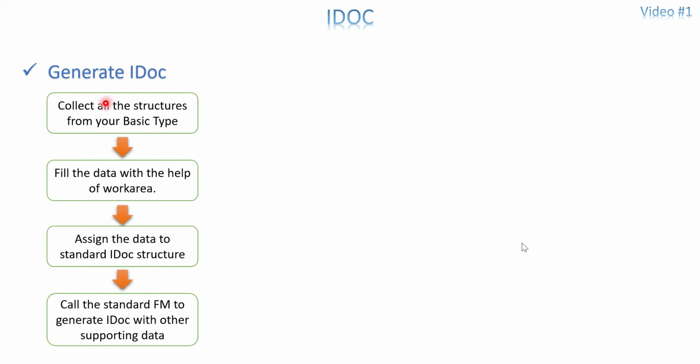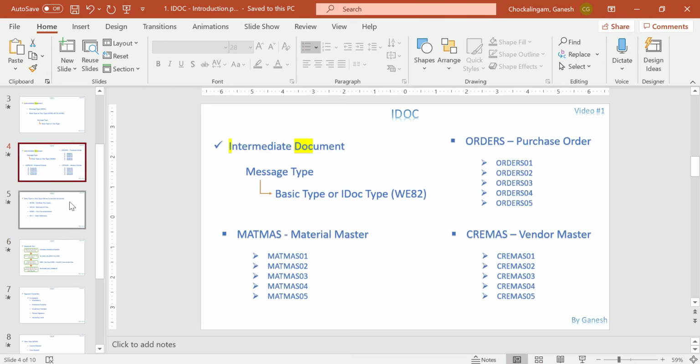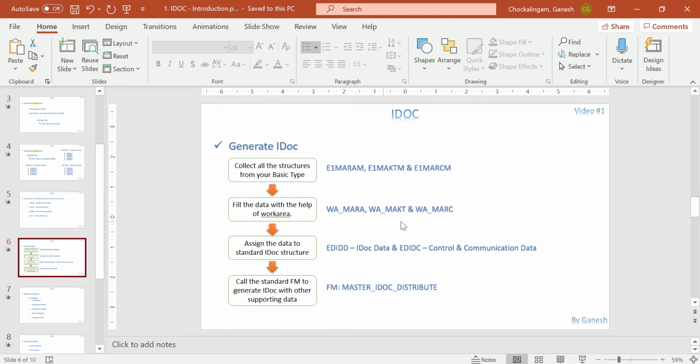First you need to collect all the structures from your basic type. Now the basic type is MATMAS01, for example. So I'll do one thing: I will take you to a system. At least I can show you the message type and basic type, then I'll come back to this slide. That'll be easier for you.